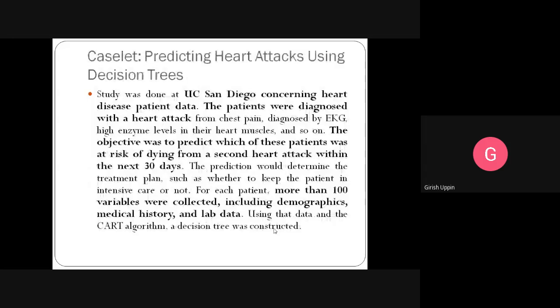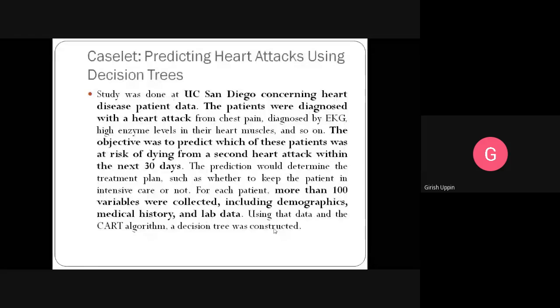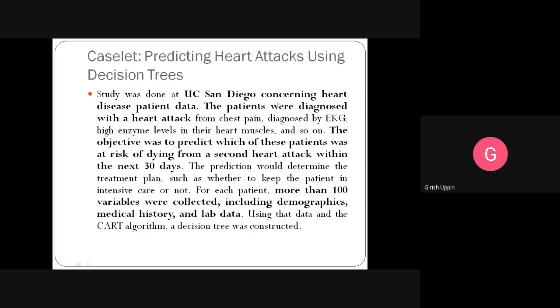And we have one example caselet: predicting heart attacks using decision trees. This is a study done by the University of California, San Diego, concerning heart disease patients' data. The patients were diagnosed with heart attack from chest pain, diagnosed by EKG, high enzyme levels in their heart muscles, and so on. So here the objective of building the model is to predict which of these patients was at risk of having a second heart attack within the next 30 days.